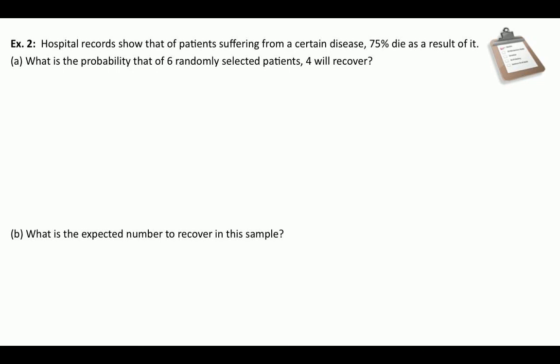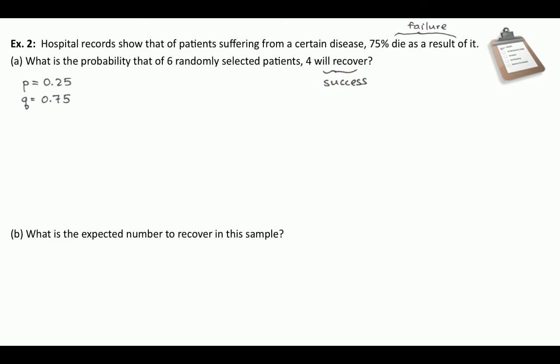What is the probability that of 6 selected patients, 4 will recover? Those 6 people that we selected, that's our experiment. If we're going to do it 6 times, then 6 is the number in our trial. Dying is a failure. Let's say that is our Q value, and recovery is, of course, a success.